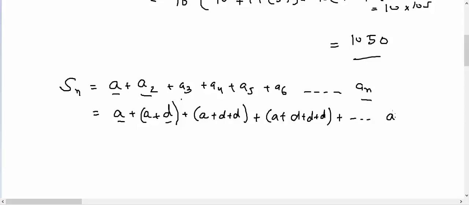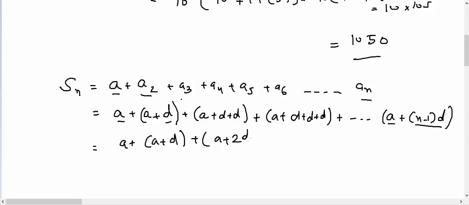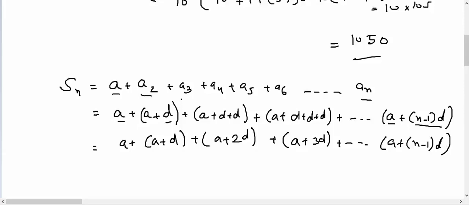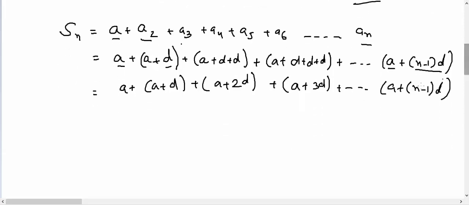And this an would be equal to a plus (n minus 1) times d. Basically this is adding the common difference n minus 1 times to the first term. So I get Sn equal to a, plus (a plus d), plus (a plus 2d), plus (a plus 3d), plus and so on, up to a plus (n minus 1) times d. Let's mark this as equation number 1. Similarly, I can write Sn.